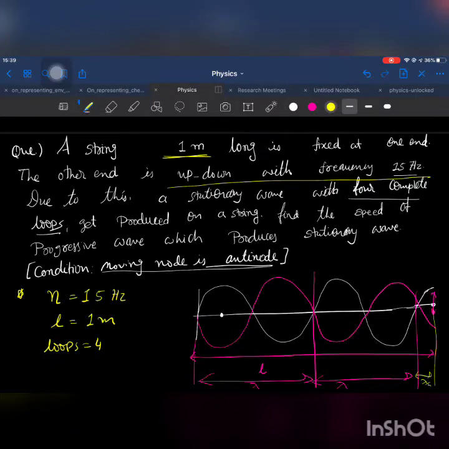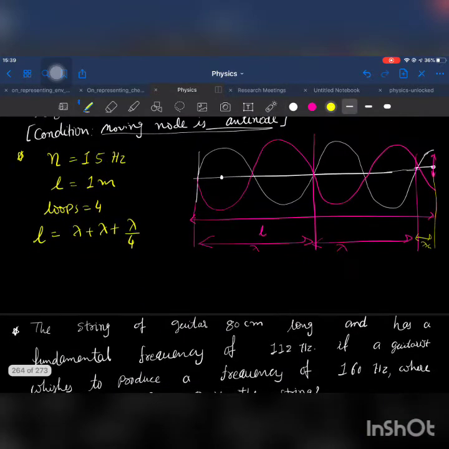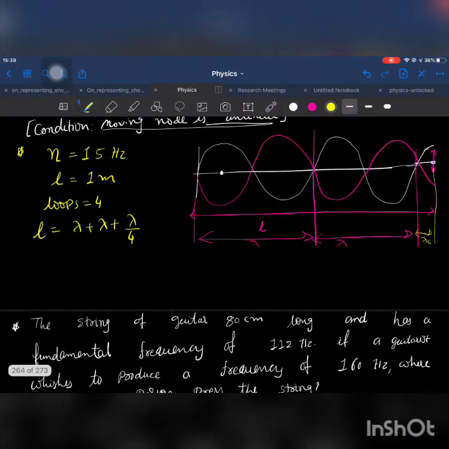So what is the total length we have? Total length is equal to lambda plus lambda plus lambda by 4. You can calculate like this, or you can simply go with the numerator directly. If you have basic understanding, if you remember the theory part, you can directly write it as 9 by 4 lambda, but I don't want to rush it. So it's 4 plus 4 plus 1, that is 9 lambda by 4. Now we have the length.